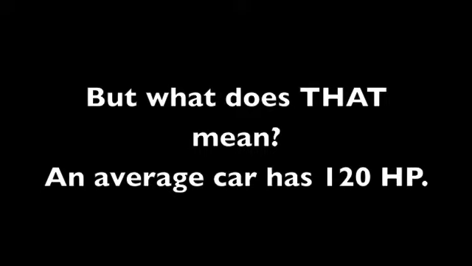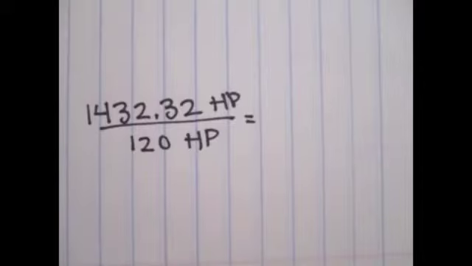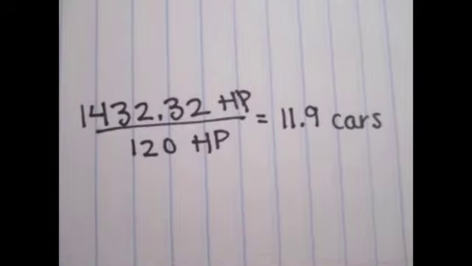An average car has 120 horsepower. Divide the horsepower of Steel Venom by the horsepower of an average car to find that the power of Steel Venom is equal to 11.9 cars. So the results: Steel Venom has the force of 390 Cerafoxes and the power of 12 cars.